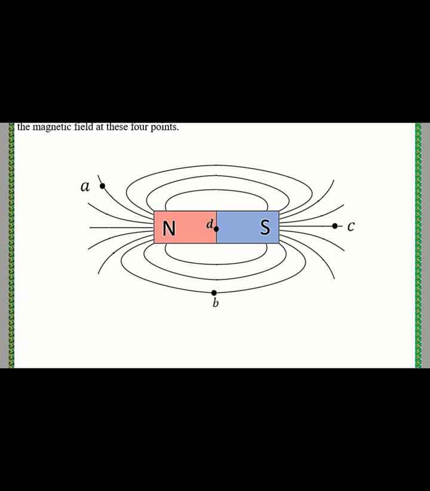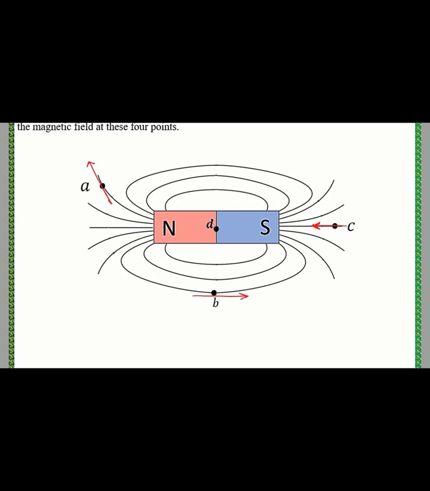So at A, draw a tangent and it will go away from the North Pole. At B, again, draw a tangent from north to south. Again, at C, we have the tangent along the line itself, and it will point to the south as if it comes from north.